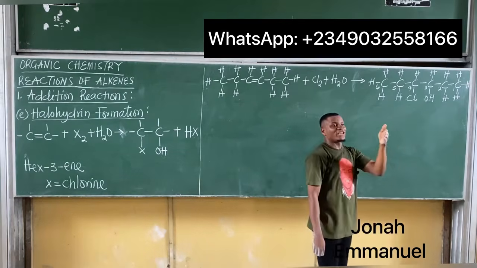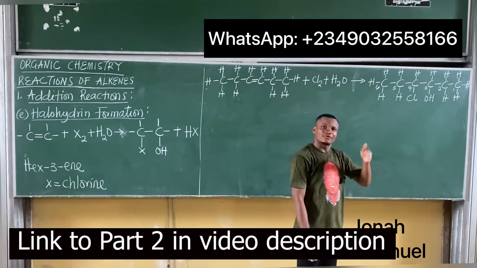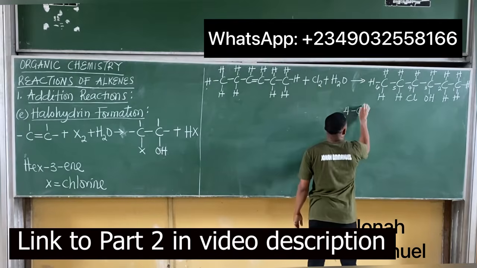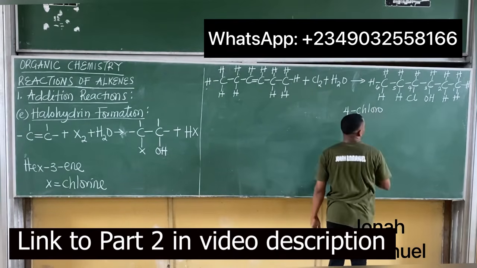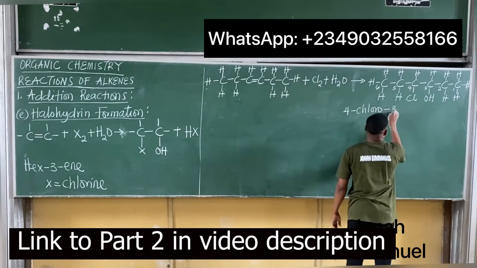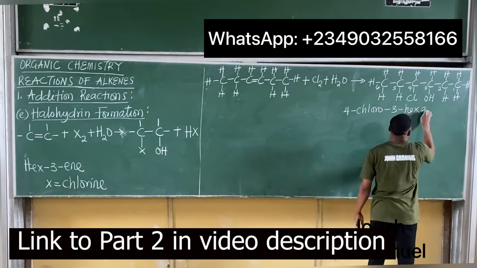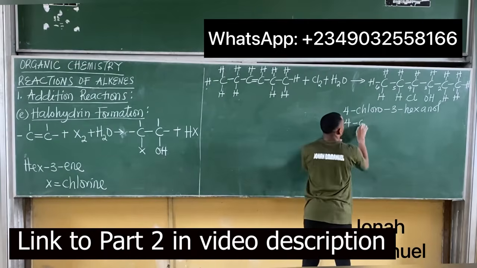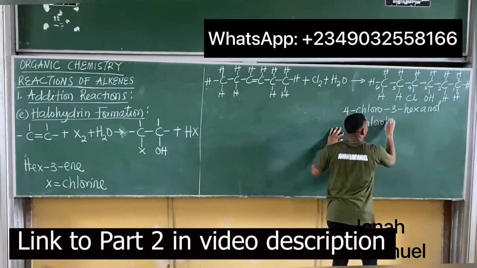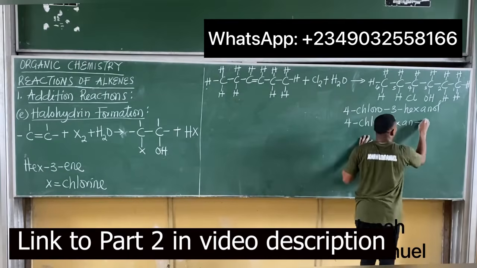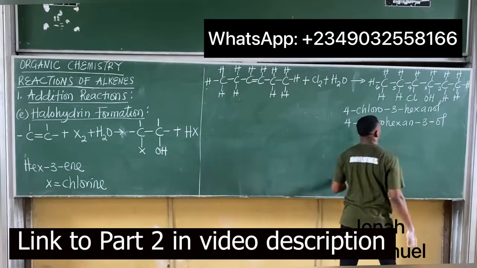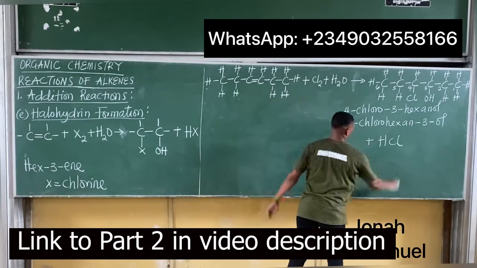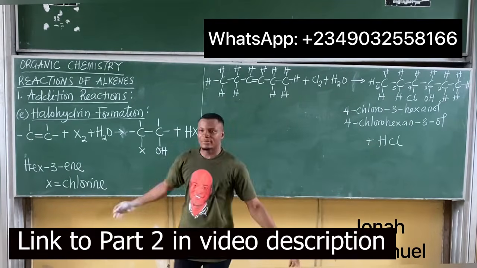Yes. So you are giving me 3-chloro, 4. No, it's 4-chloro. All right, so I'm having 4-chlorohexan-3-ol. That's not all. I'm still left with what there? Plus HCl. Very simple something there. It's simple. Just use your eyes.